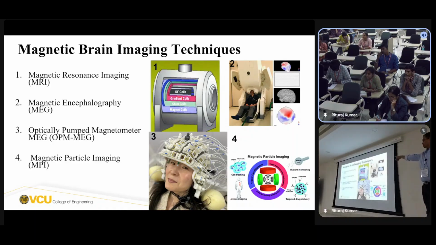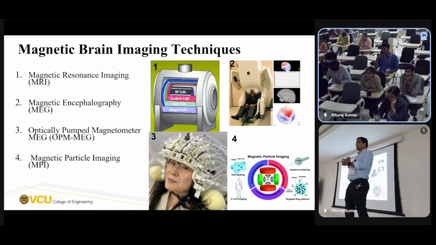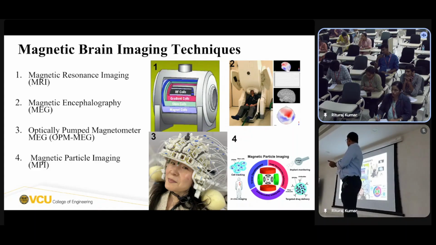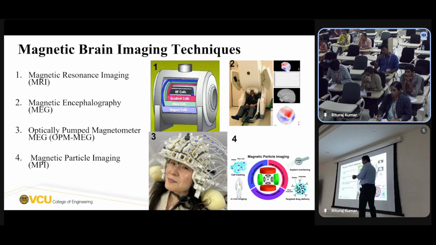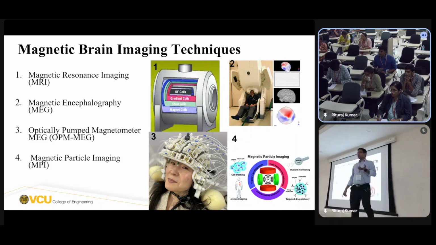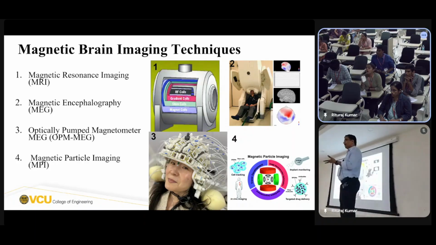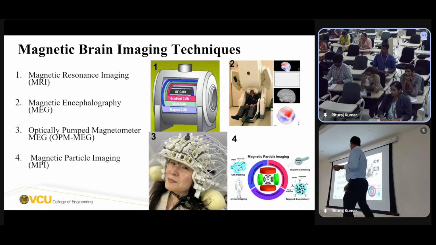Even with MRI, sometimes you need to inject contrast agents. These are gadolinium particles that you inject into the blood vessels, and they go into the brain, and you image with higher resolution. But if you don't need higher resolution, you don't need a contrast agent. And contrast agents are discouraged because they have some side effects.